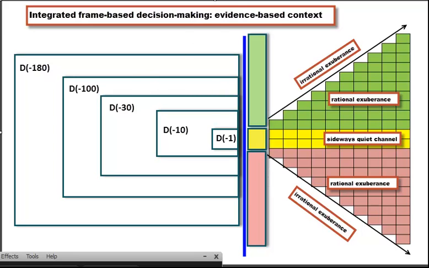So, it's Ken Long from Tortoise Capital talking about integrated frame-based decision-making with an evidence-based context provided.